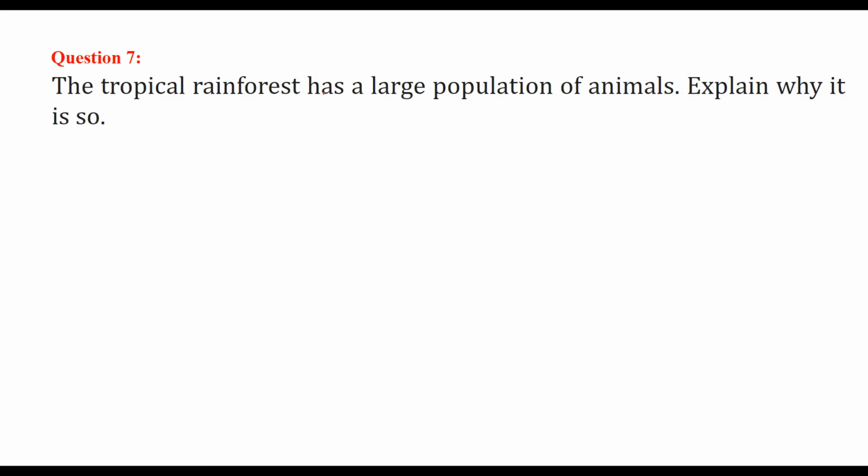The tropical rainforest has a large population of animals. Explain why it is so. Wherever there is a population, if you go to Delhi, Mumbai, Toronto, Tokyo or New York, you see too many people. Why? Because the conditions are conducive to live and to earn. This is also true with animals. You will find the population of animals where they have a chance of living, getting food and reproduction.